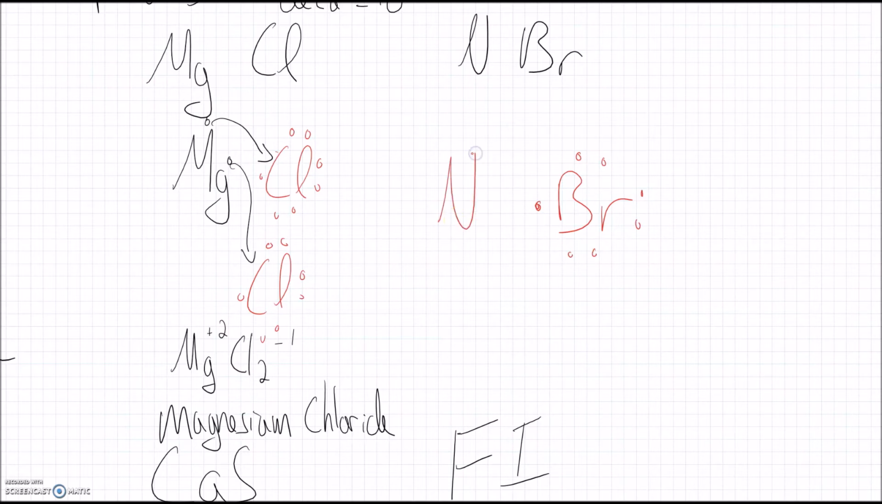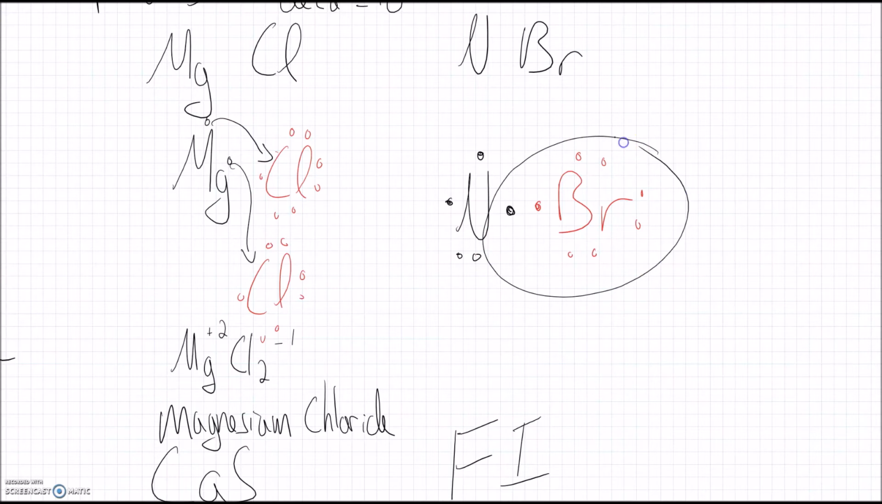Our N has how many valence electrons? N has 5, it's in group 15. 1, 2, 3, 4, 5. So if we share 1 with Br and nitrogen shares 1 back, nope, that's a terrible circle. Let me fix that. We share 1 between N and Br. That Br is happy, but is that N happy? No, so what do we need to do? Make another friend to join the party.